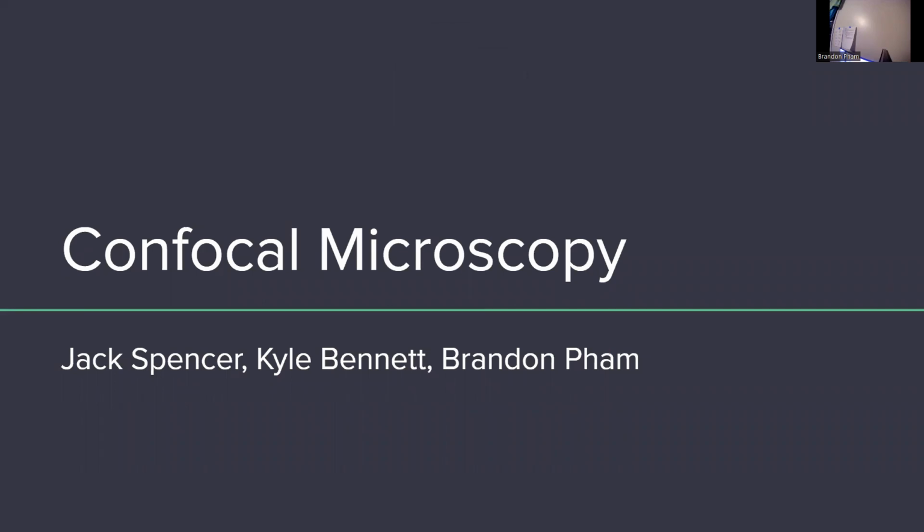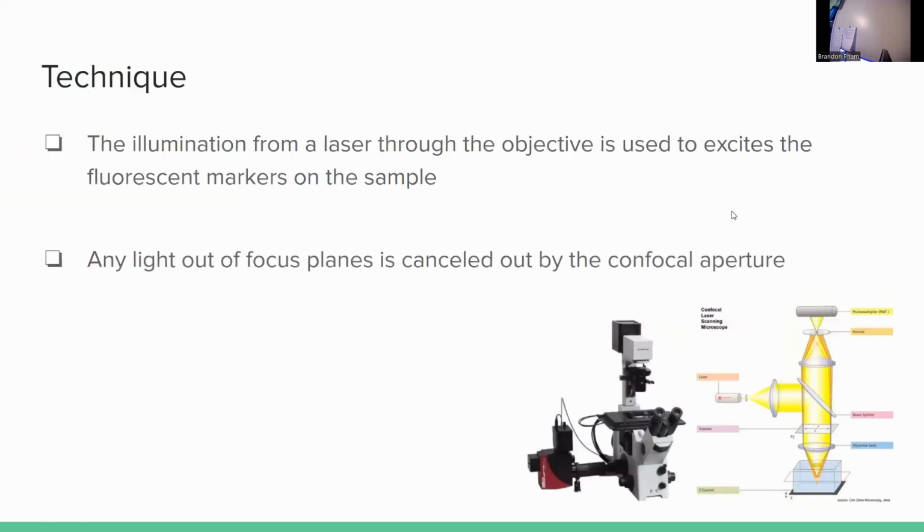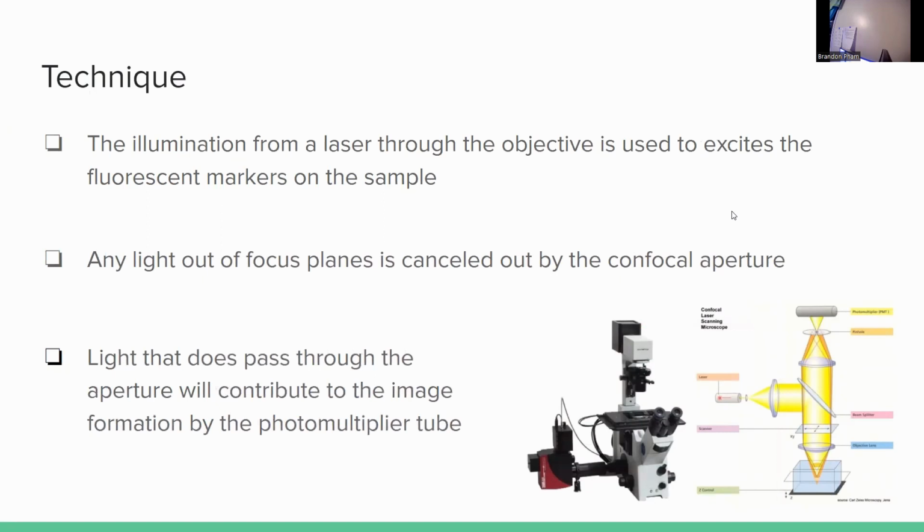Today, we will be looking into confocal microscopy. How it works is the illumination from a laser through the objective is used to excite the fluorescent markers on the sample. Any light out of the focus planes is canceled out by the confocal aperture. Light that does pass through the aperture will contribute to the image formation by the photomultiplier tube.